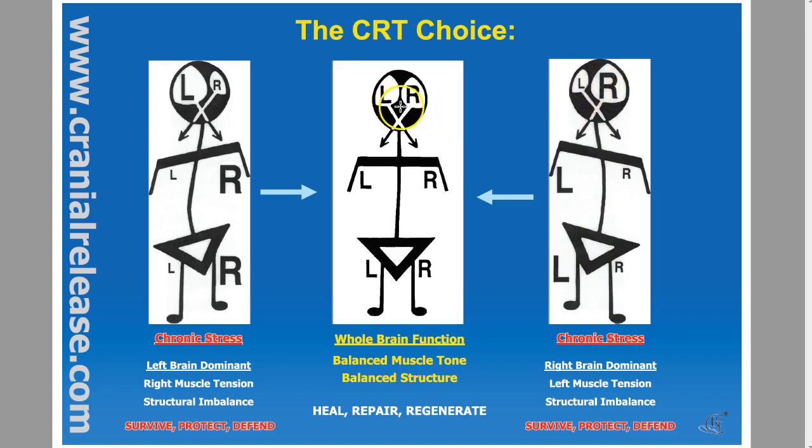So in the middle diagram, we have balance between left and right hemispheres. That's going to balance the structure. And that patient is in what we call whole brain function. They're healing, repairing, regenerating. Because of stress, in my experience, most of your patients, if not all of them, will be figure number 1 or figure number 3.